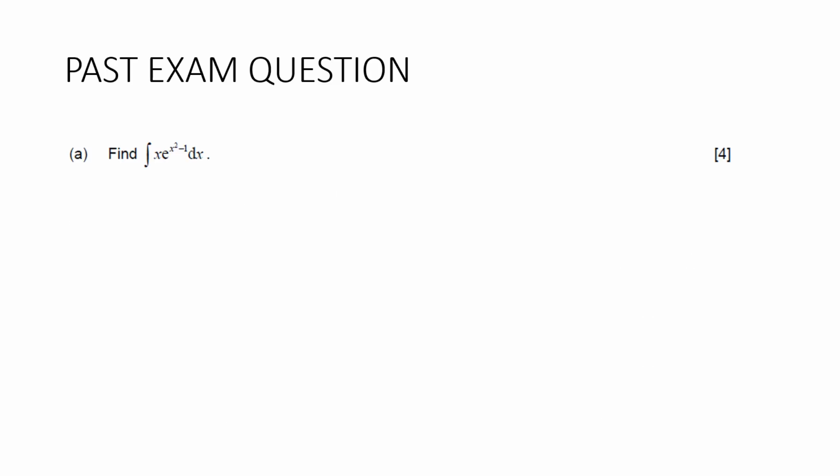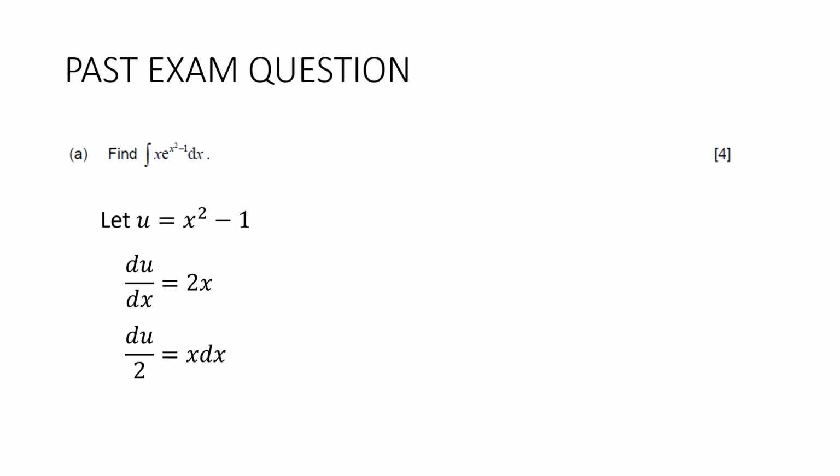Here's a past exam question. Part A, find the integral of x e to the x squared minus 1 dx. We can do this through the reverse chain rule, or we can use substitution. I'm going to do substitution because we just learnt that. It doesn't tell us what to substitute, but as a general rule, we are looking for this inside function, which in this case is x squared minus 1. So I'm going to let u equal x squared minus 1. Du dx is equal to 2x. I don't have a 2 here. I've got x dx, so I want du over 2 equals x dx.